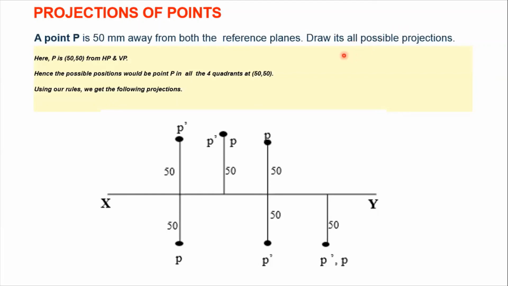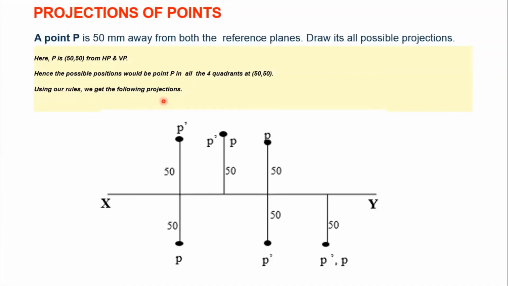So here they have not specified which projections you have to plot, but you have to just identify these projections, how many projections are possible for this point, and then after that you will start projecting. So here our point P is 50, 50 from HP and VP, both the planes. Hence the possible positions would be point P in all the four quadrants at 50-50 distance from your HP and VP both. Now using our previous rules or our tables, we will get the following projections.